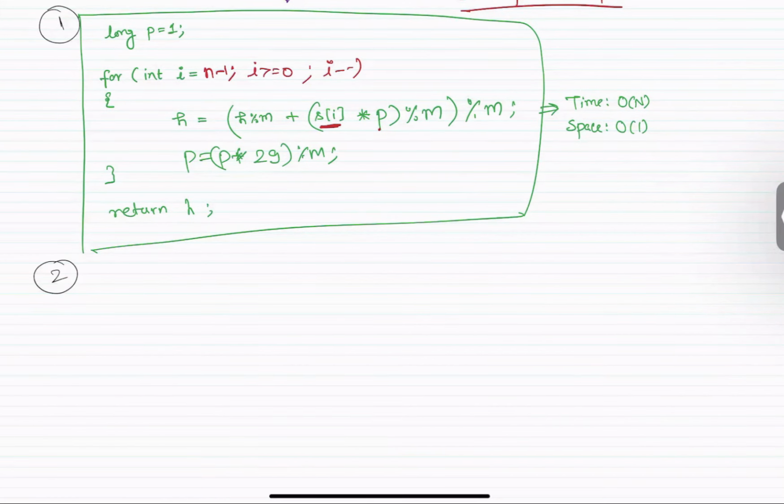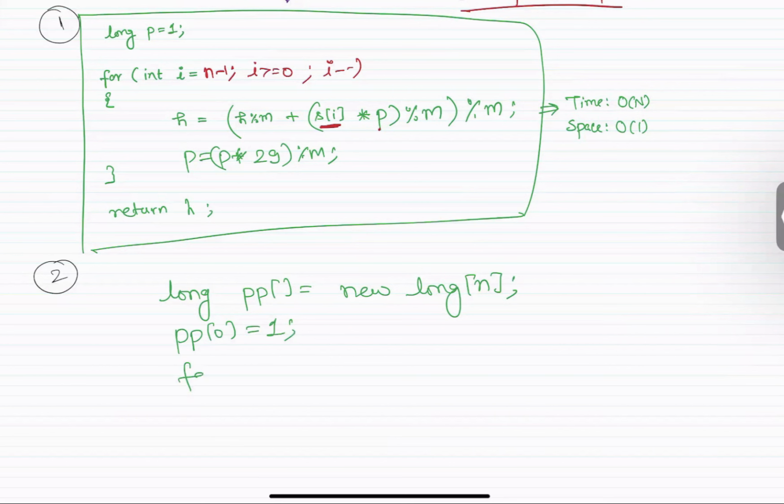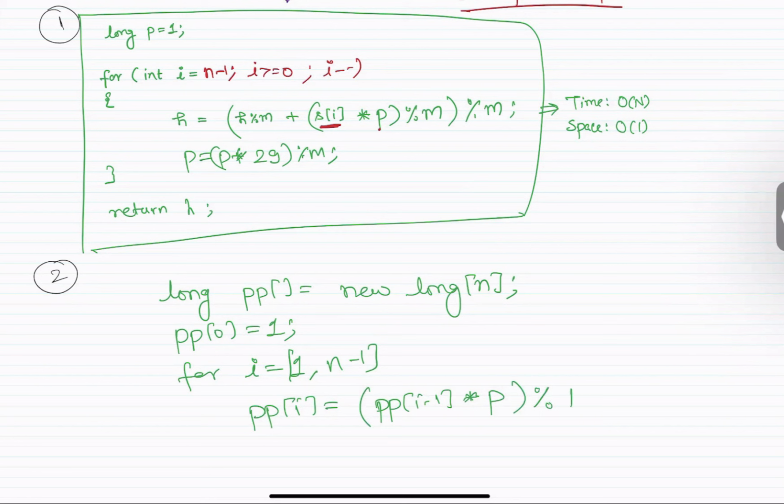So you can say, let's say long prime powers is equal to new long of size n. N is the length of the string. And you know very well that you can do pp[0] is 1. And then your for loop would be from i equal to 1 to n minus 1, and you can directly say pp[i] is equal to pp[i minus 1] into the value of p, which is 29. And you are doing mod m over here because you will need these modulo powers.